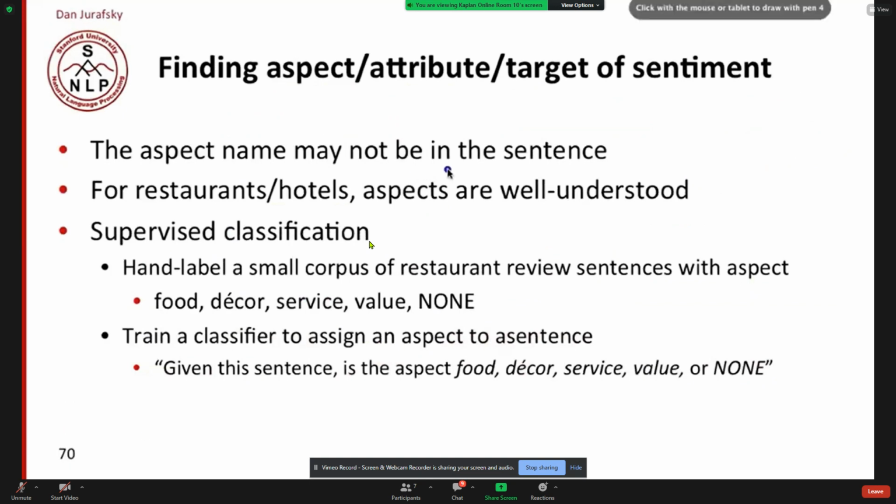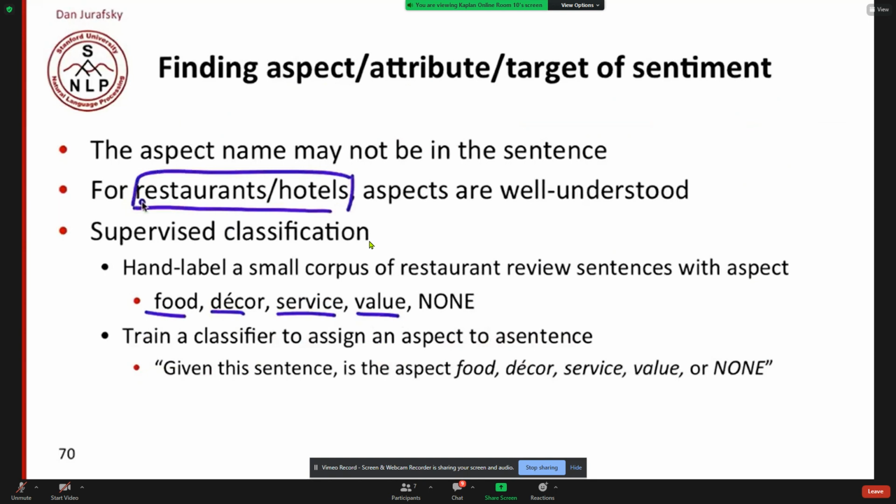In other cases, though, the word that describes the aspect may not be in the sentence. And so for some sentiment topics like restaurants or hotels, it's pretty well understood what the aspects are that people care about. For restaurants, they tend to care about food, decor, service, value.